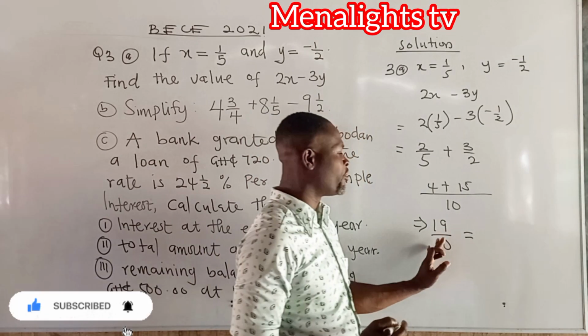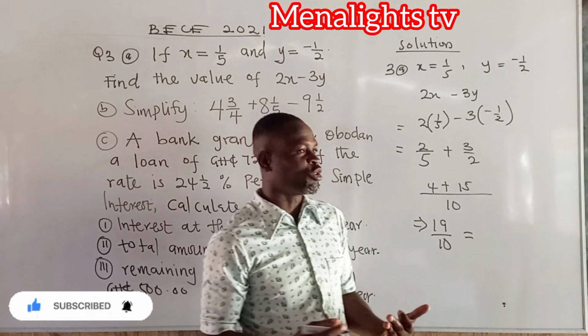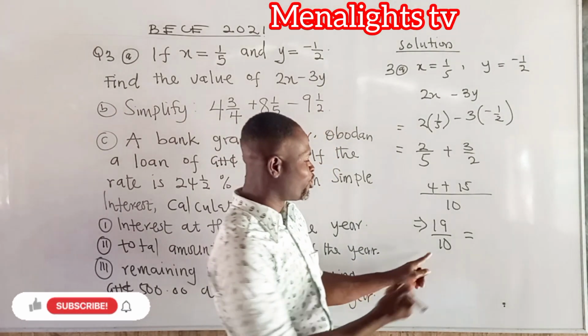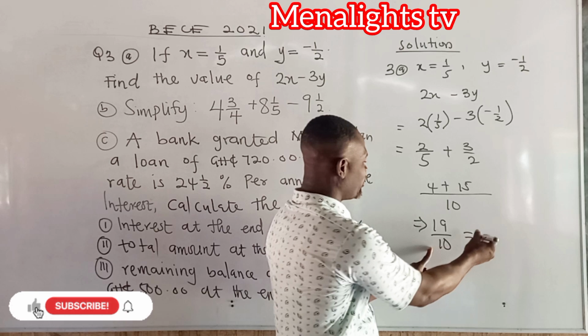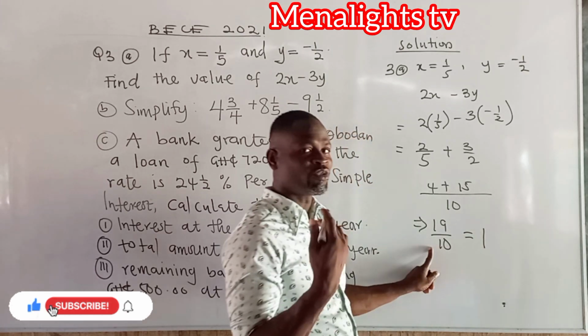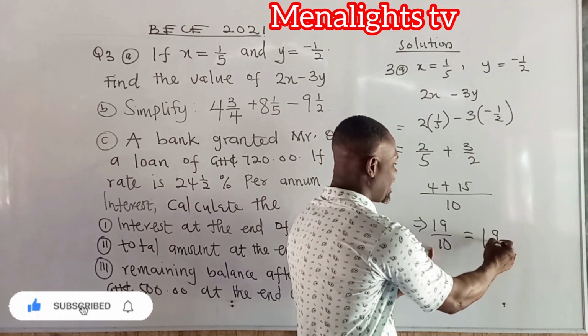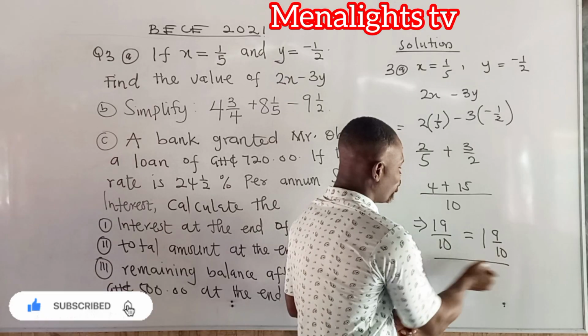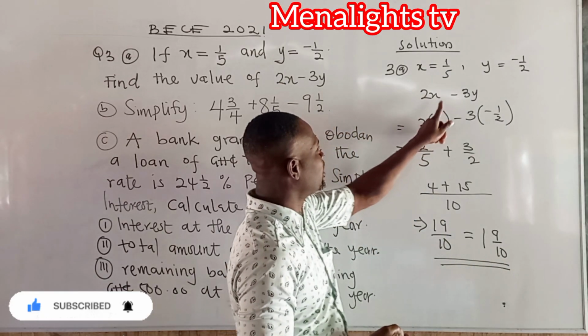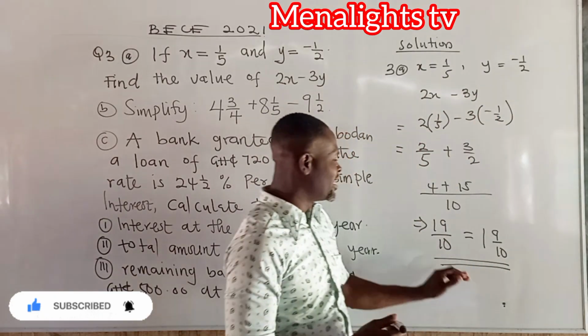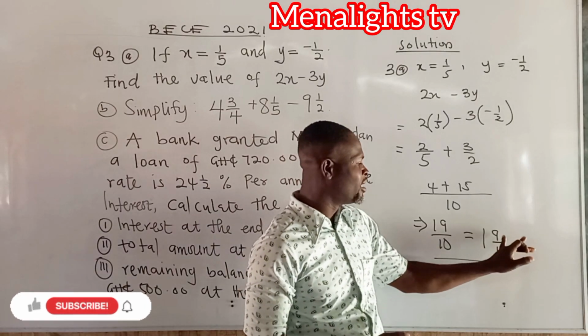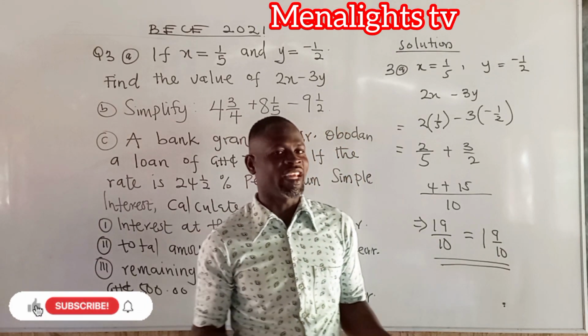This is in the form of an improper fraction, so we want to change it to a mixed fraction. 10 will go into 19 once, and then we are left with 9 out of 10. So when you find 2x minus 3y, the final result is 1 whole number, 9 over 10.